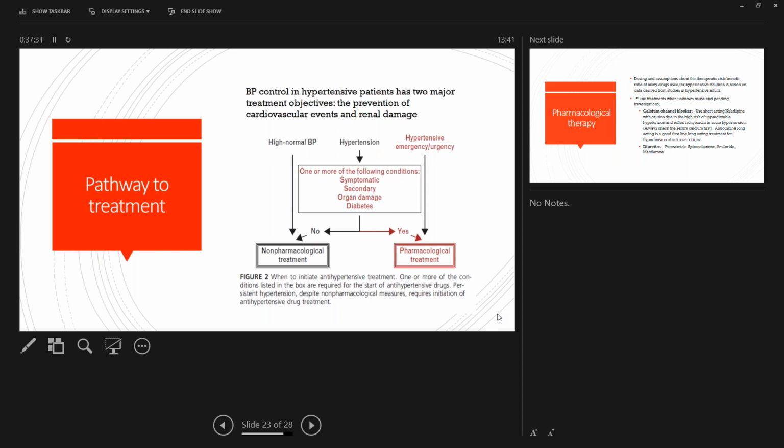This little table is very useful to summarise. When you have a patient presenting with hypertension, do they have one or more of the following conditions? Are they symptomatic? Do they have secondary involvement? Do they have organ damage? Do they have diabetes? If yes, it's always leading to pharmacological treatment. Hypertensive emergency and urgency are always pharmacological treatments as well.